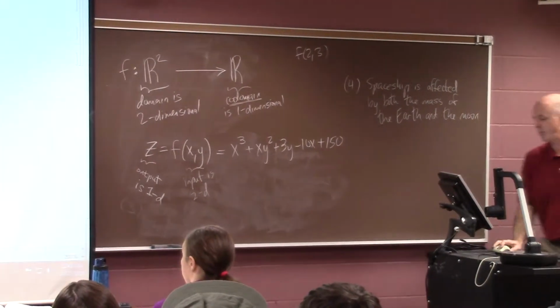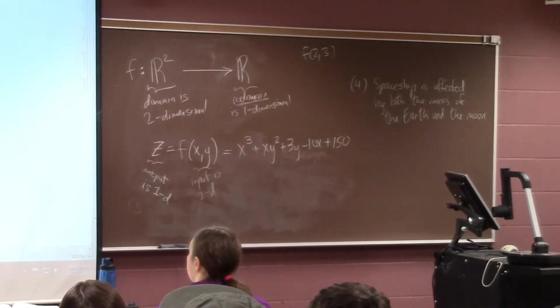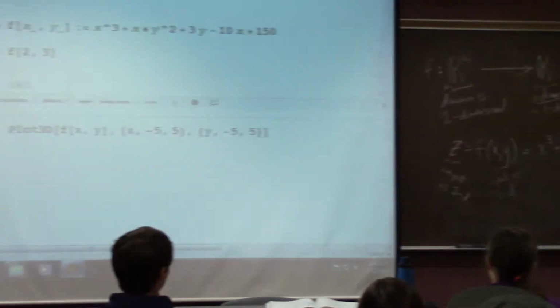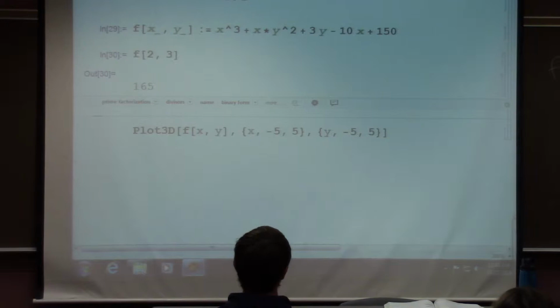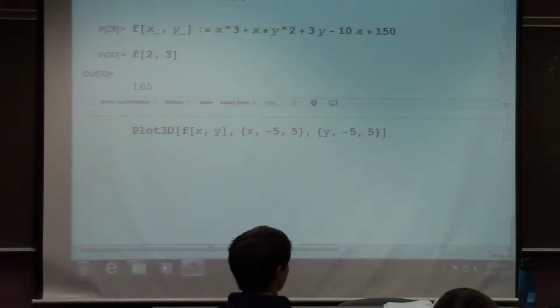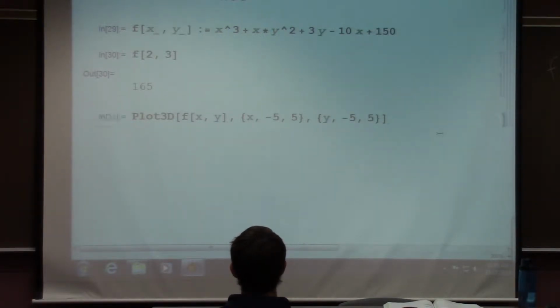And then you imagine picking points in that xy plane, plugging them into the function. For example, we can plug in the point 2, 3 to get an output, 165 in that case. And then the corresponding point in 3 dimensions, whose coordinates are 2, 3, and 165, is going to be a point on the graph. So it's going to be 165 units above the xy plane. And I can do that for every point in the plane. Find some nice way of connecting all the points. Plot3D does that, and it produces a graph that looks like this.